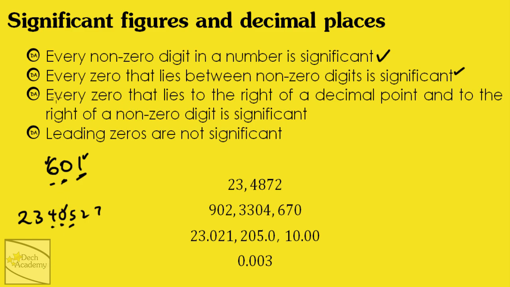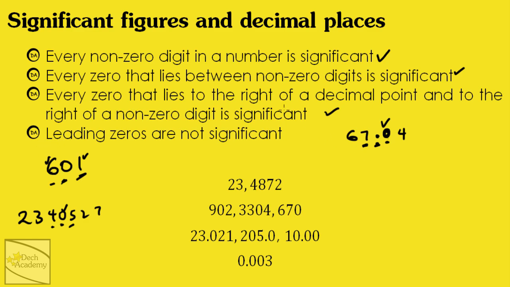Next rule, every 0 that lies to the right of a decimal point and also to the right of a non-zero digit is significant. So what do I mean? Well, let's write a decimal number with a 0, 67.04. This 0 is to the right of the decimal point, like it's after the decimal point, right? It's also to the right of a non-zero digit, 7. So this 0 is significant.